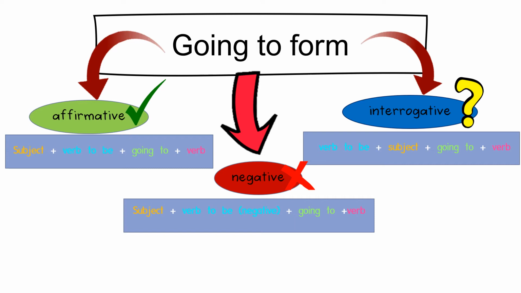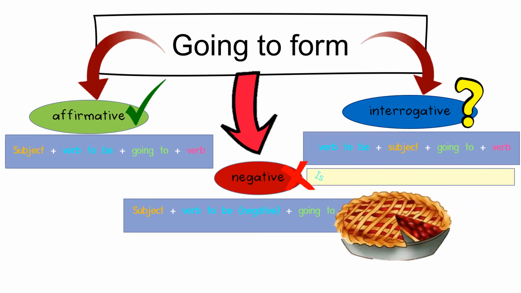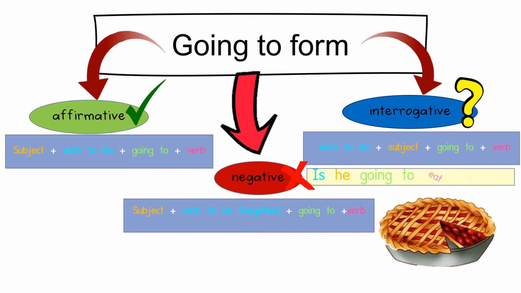You have to remember these structures and how to make sentences after this. Okay, now let's take a look at the examples. We start with the interrogative first. Depends on, as before, it has the verb to be at the front. So, is he going to eat the pie?